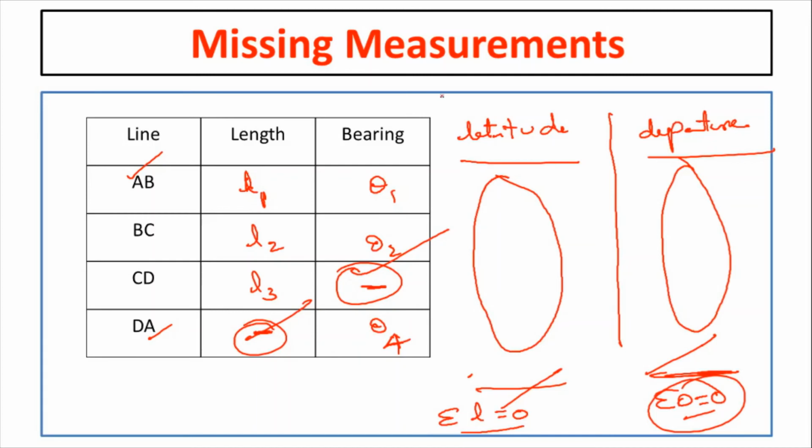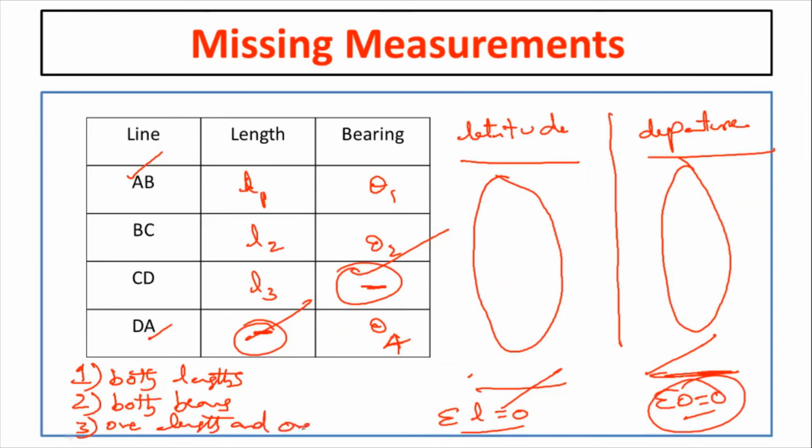So whatever these two missing measurements are there, they can be both lengths, or both bearings, or one length and one bearing. So remember that using this concept you can calculate only two missing measurements. Suppose if three missing measurements are there, you cannot solve them using this concept. So if there are missing measurements, you have to determine the sum of the latitudes and the sum of the departures, and you should make them equal to 0. So we'll get the missing measurements.